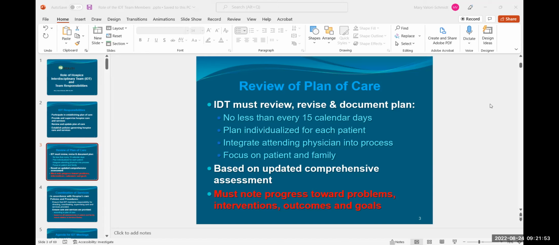Okay. And remember, we're going to do Q&A for those that just came in. We'll do questions and answers at the end. So jot your questions down. Okay. All right. And see, I put in red, you must note the progress toward the problems, interventions, outcomes, and goals. So in other words, that's a must. And again, when I go into HospiceSoft, I will show you.